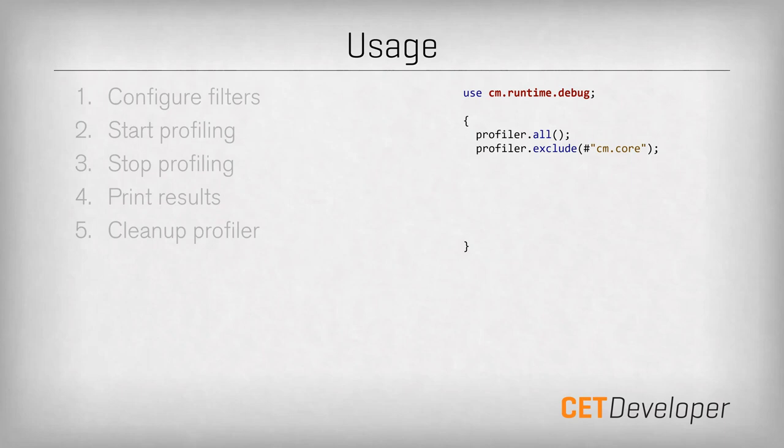Which one you choose is entirely up to you and what you're doing. In some cases, one approach might be better than the other. I myself have never used this blacklist approach. It's kind of weird to say I want to record everything except this. I have always used either the all, just profile everything, or I've used the include to just have it record function calls within my extension.